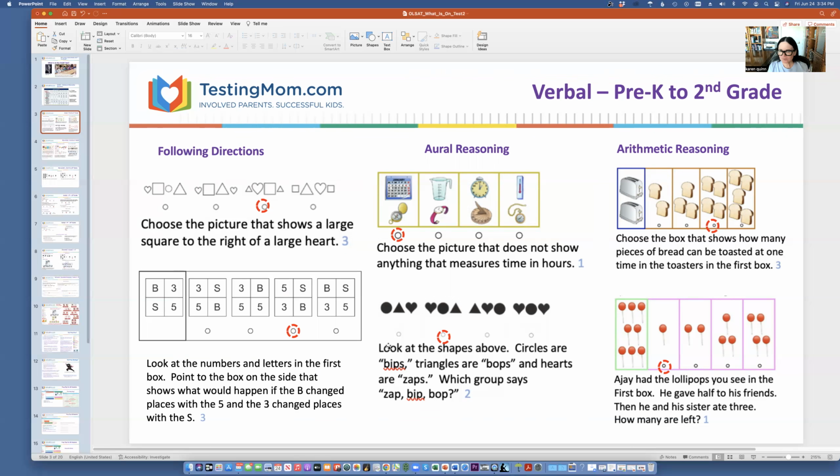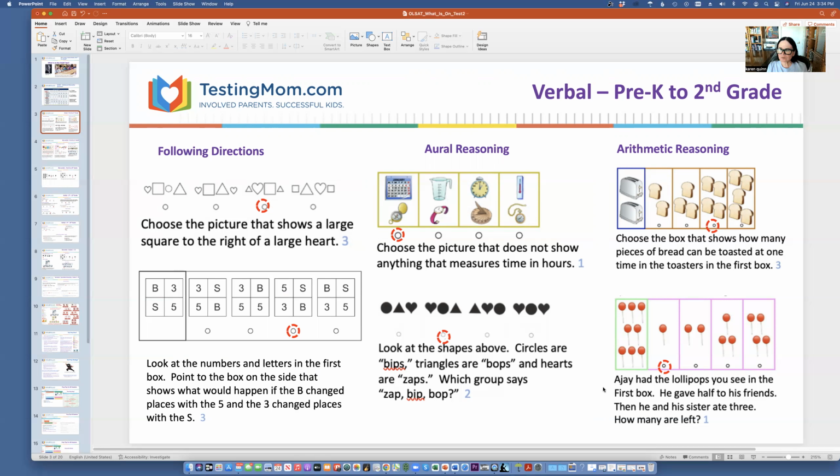Here is another type of question you're going to see in oral reasoning. Look at the shapes above. Circles are bips, triangles are bops, and hearts are zaps. Which group says zap, bip, bop? And this is our answer right here.